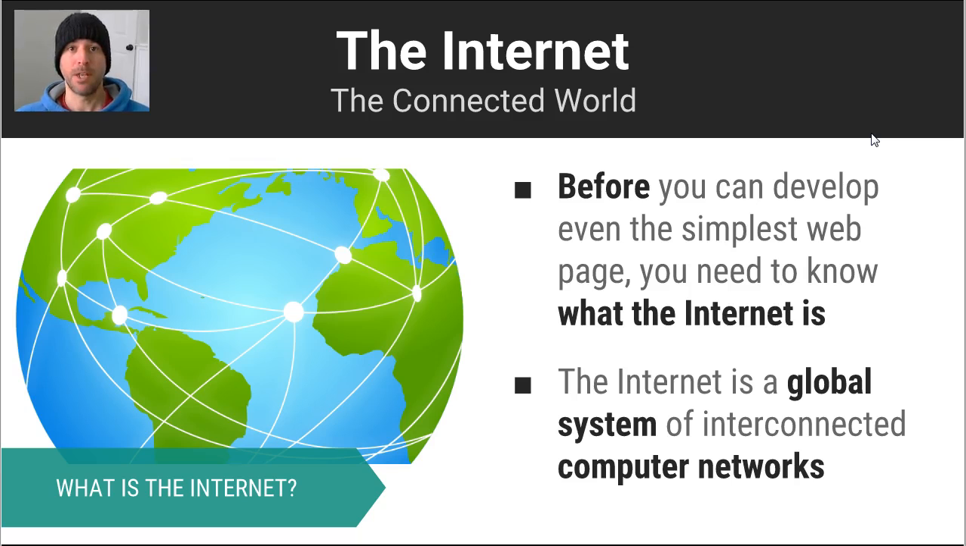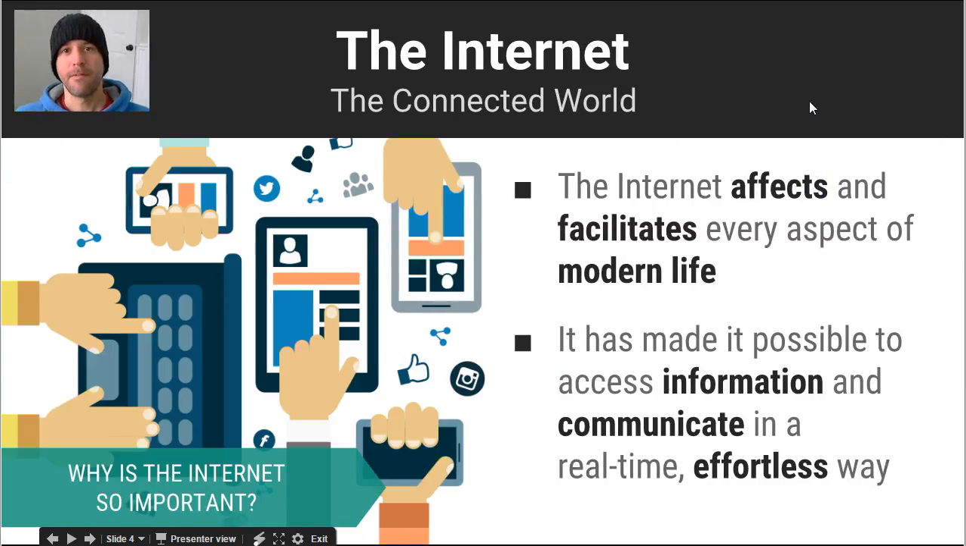Now what the internet does is it takes all these separate networks and connects them all together in a global system so that each of these networks can benefit from others' information and share their own. The internet affects every aspect of modern life, from communication to financial transactions. It's made it effortless to find and share information. And in the future, it's only going to get more important.